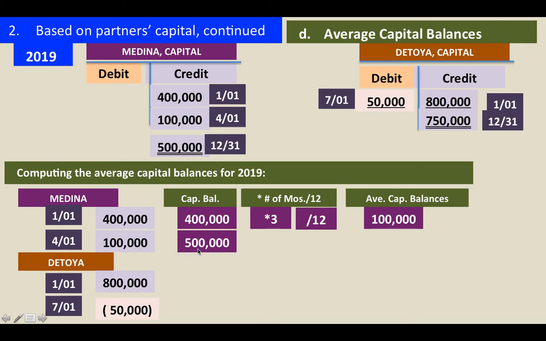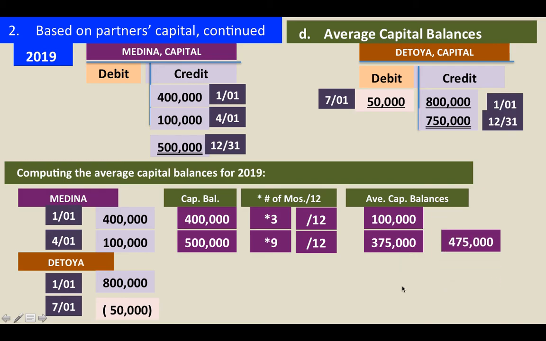Similarly, we have to do that for 500,000. So this 500,000 was the balance from April up to December 31st. So that would be April up to December, which is 9 months, divided by 12. So it's 500,000 times 9 divided by 12 will give you 375,000. So you have to add the two. So adding it would have a total of 475,000. So that is your average capital balance for Medina.